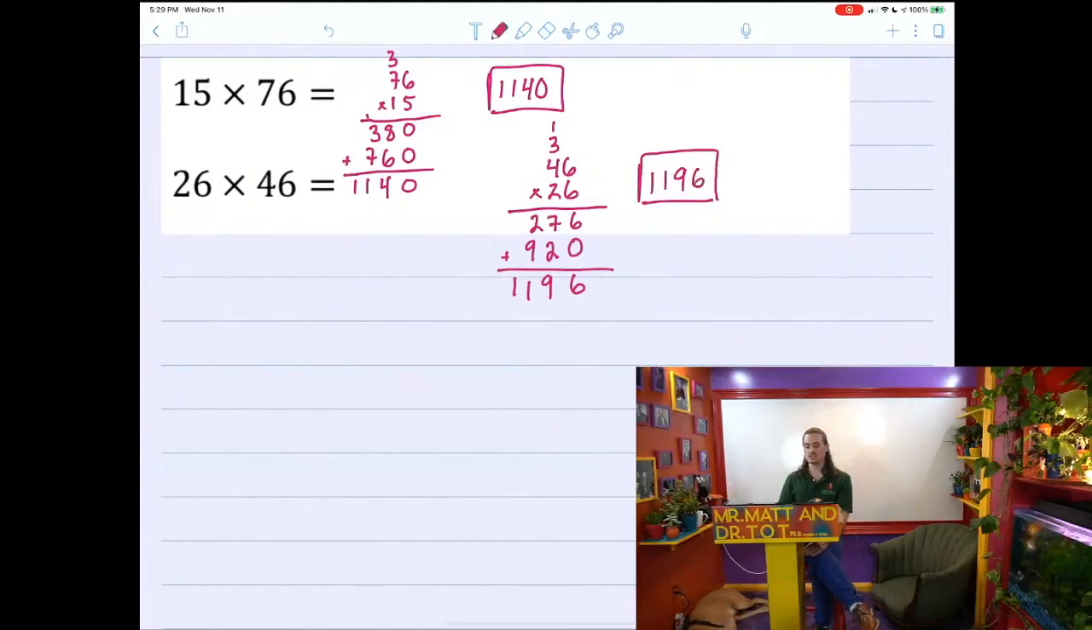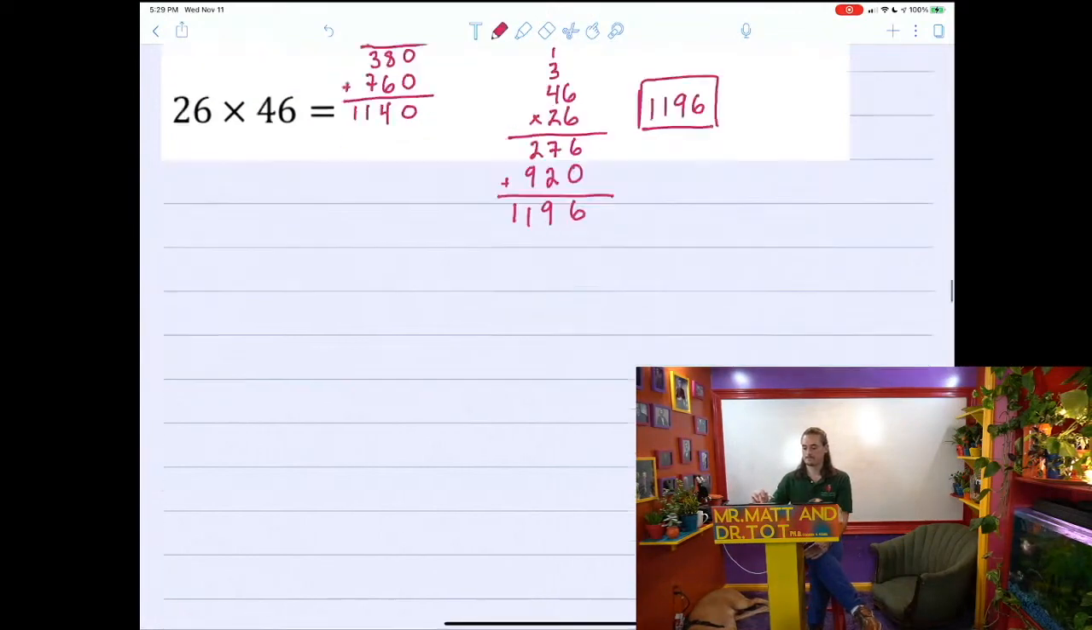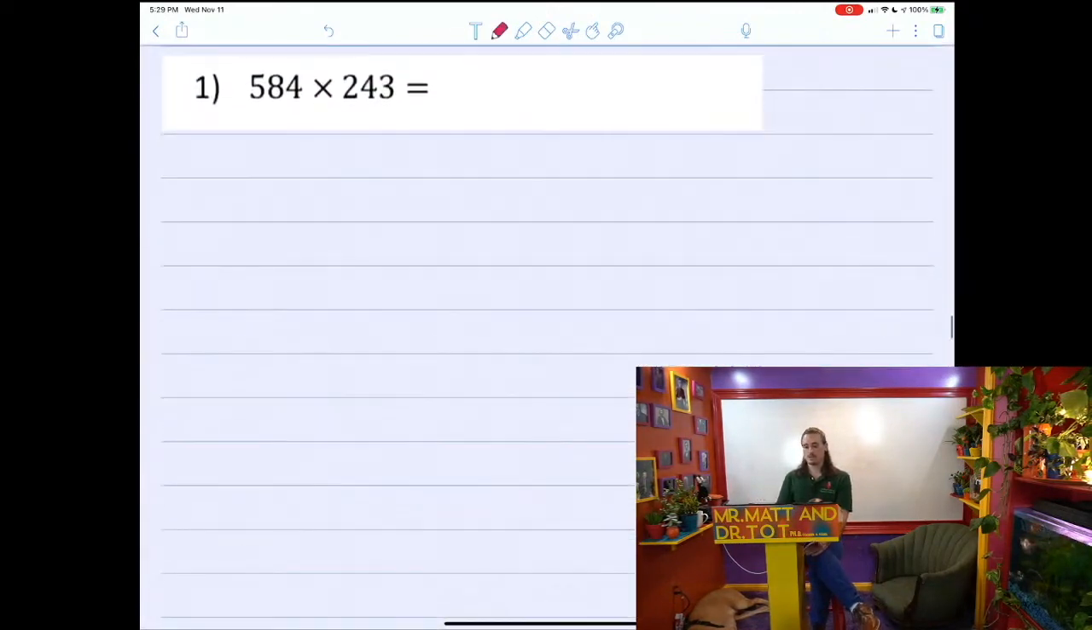If you have any questions, then please let me know. Now I'm going to give you 3 minutes. Please look at number 1. It's the first 3-digit by 3-digit value. It's the same exact process, just now you have more digits, and you might have to carry over a few more times, but it's the same exact thing.